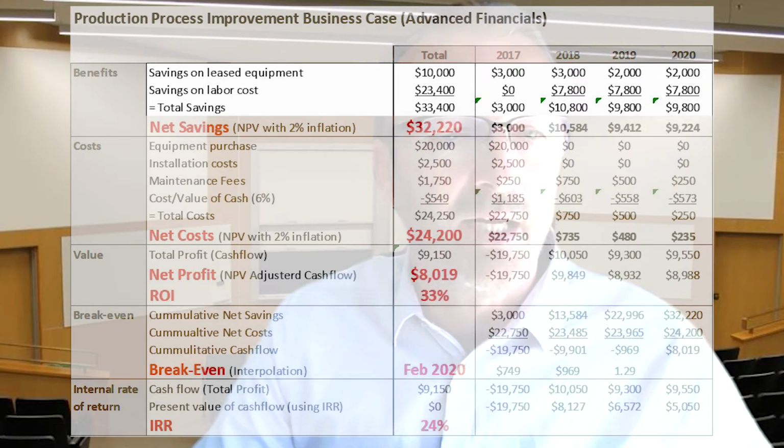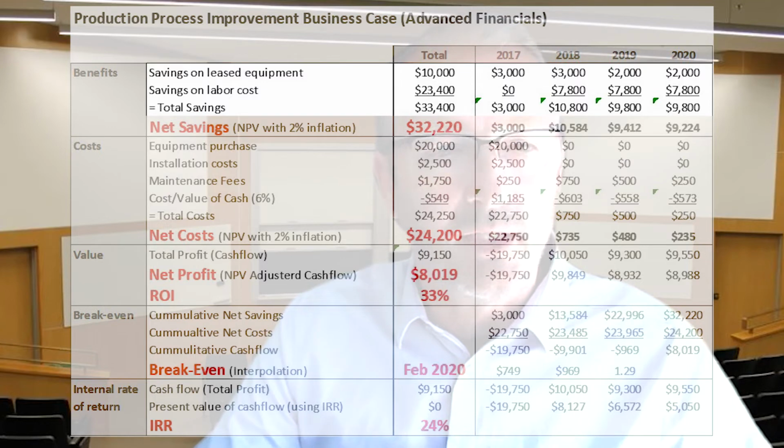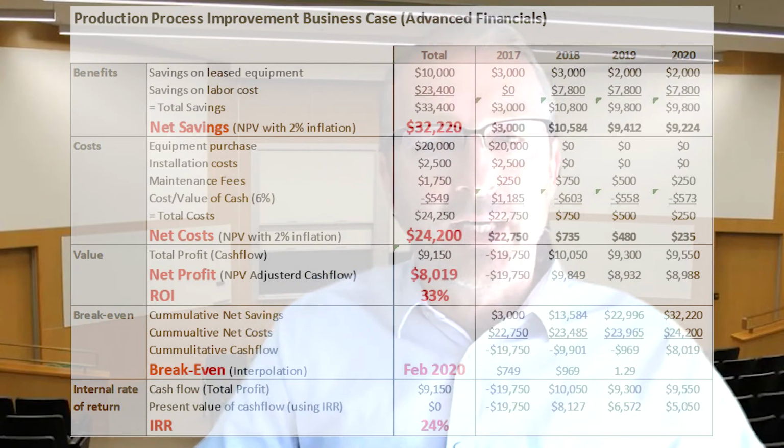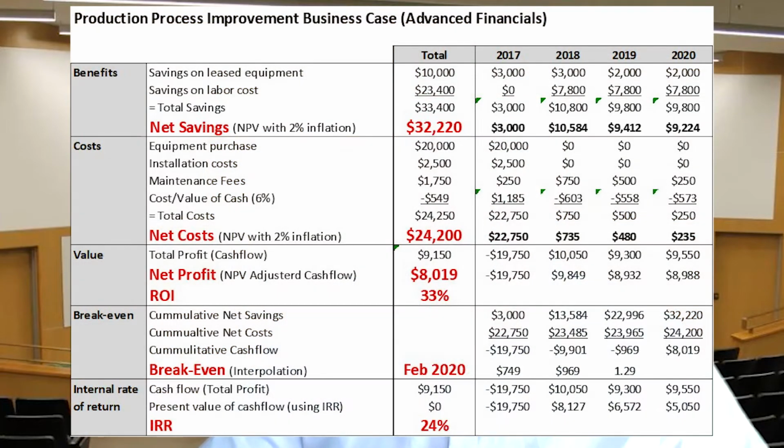We can also see savings in labor cost. This is savings in terms of man hours spent versus the cost per man hour. In this case, you can see in 2017, where the change is planned to happen, there will be no savings in labor cost, but once the machine is up and running for a full year, we can see that the savings in labor cost is estimated to be $7,800 for the coming 3 years. That gives a total savings in 2017 of $33,400.